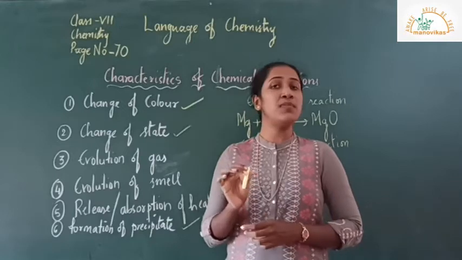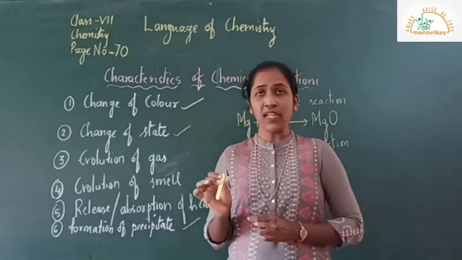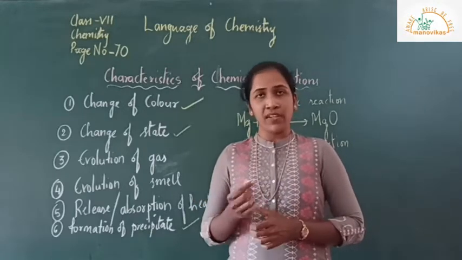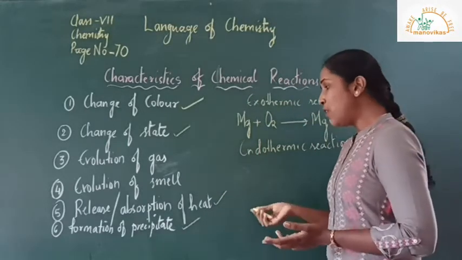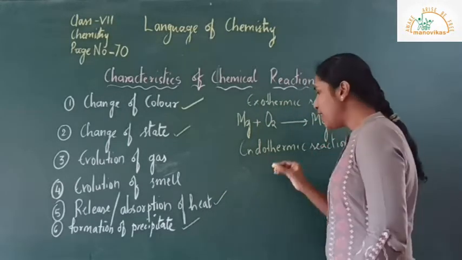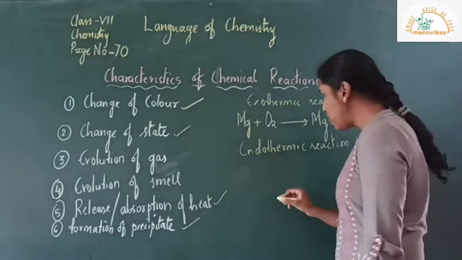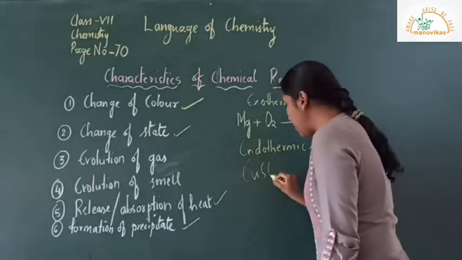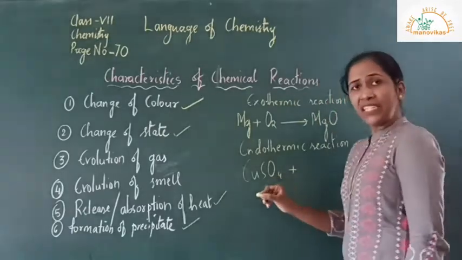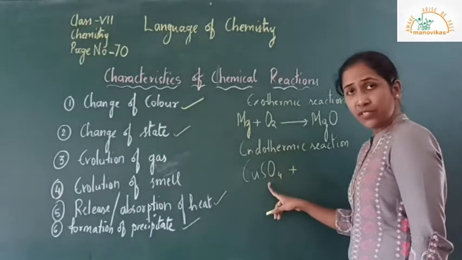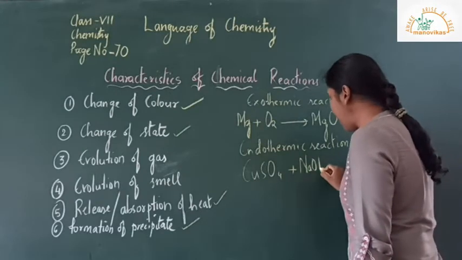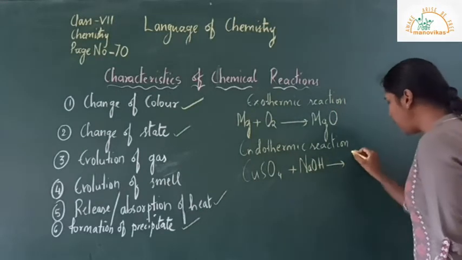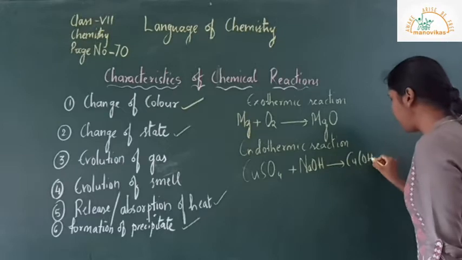Precipitate is an insoluble solid mass which is formed during the reaction. Let's take an example for the formation of a precipitate. Suppose I use copper sulfate solution and add it to sodium hydroxide, I will obtain copper hydroxide.